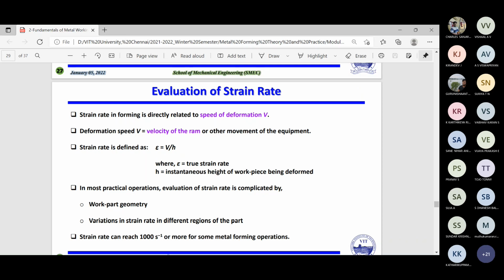And the strain rate can reach almost 1000 per second or more for some metal forming operations. Because there is not only the rolling operation, there are several deforming or metal working operations. So in the case of rolling, the mechanism will be different. In the case of forging, that mechanism will be different, because you are applying a different load there, and a different system there.